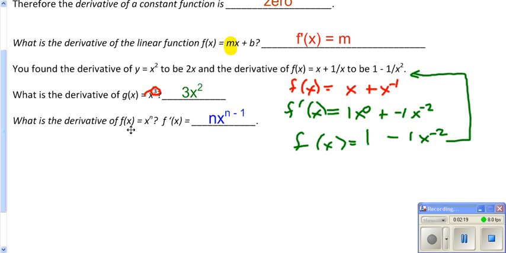When you look at the next one here, this is just what's going on in general. This is referred to as your power rule. Whenever you have your variable raised to the power n, to take the derivative, you just go ahead and put your exponent of n in front, decrease your exponent by 1.